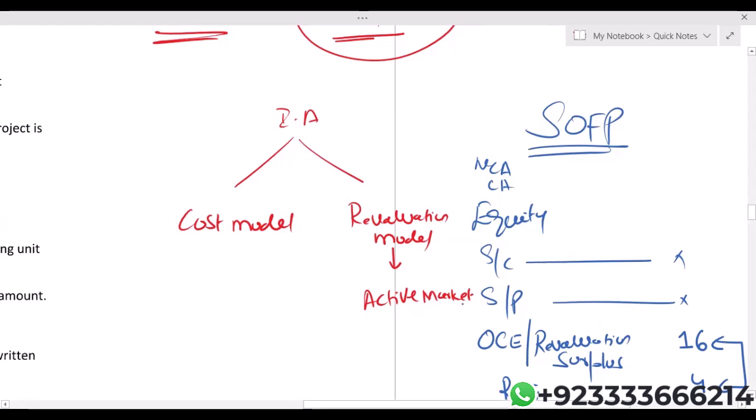Now listen carefully. According to IAS 38, most intangible assets do not have active markets. So that is why the more suitable model is the cost model. Because the revaluation model is only available when there is an active market for your intangible asset, and normally intangible assets do not have an active market. So most of the time we can say that the suitable model for intangible assets is the cost model.